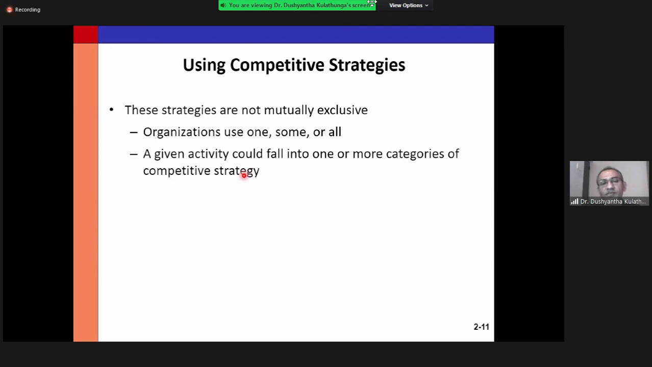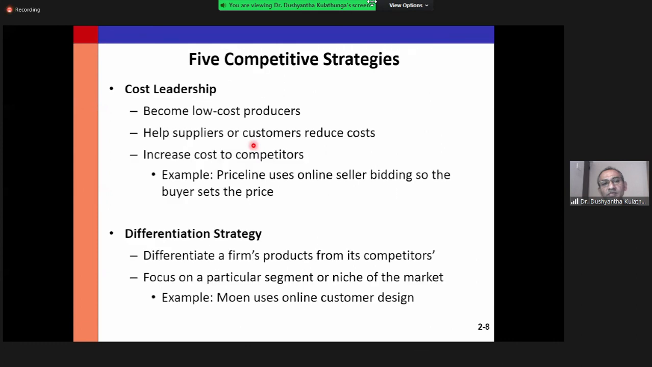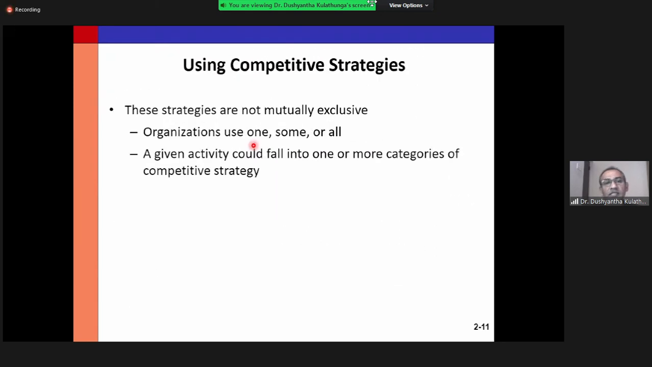So we have discussed 5 different strategies so far, and they are not mutually exclusive, indicating that we are in a position to use one, some, or all at the same time. If they are mutually exclusive, that means you can't use 2 at the same time. Suppose if you use cost leadership, you can't use differentiation. But this is not what is stated here. They are not mutually exclusive. Then you are in a position to combine 2 or more strategies highlighted there.